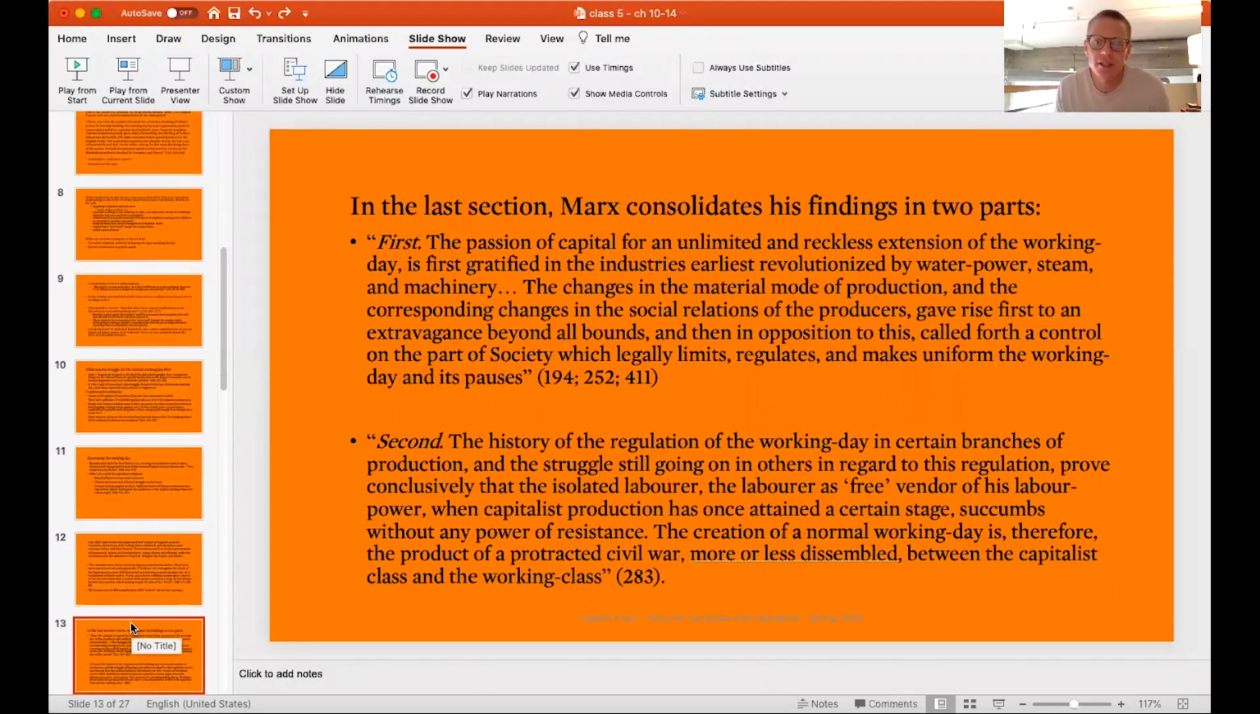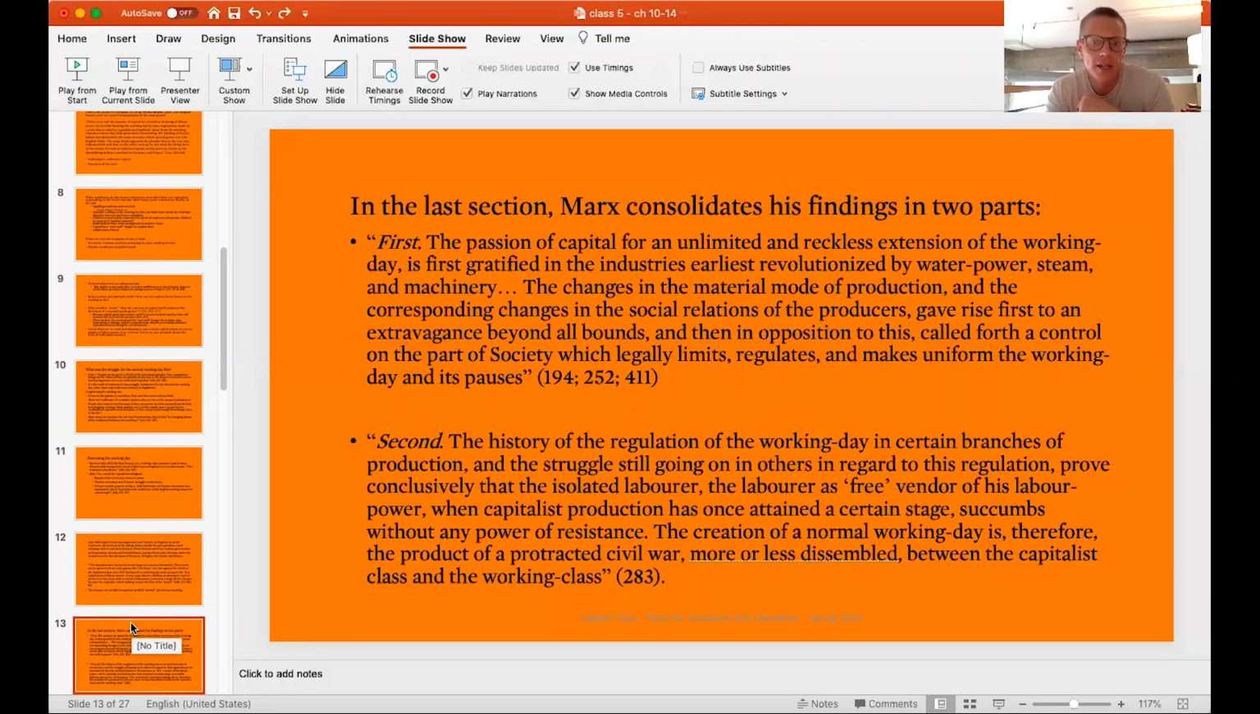And in this last section, Marx consolidates his findings into two parts. And I think there's really a dialectic at work here, right? So first, there's the unlimited werewolf-like hunger for surplus value. And it's changing social relations, the production process. It gives rise to an extravagance beyond all bounds. And then in opposition to this, right, there's a push for the legal limitation of the working day.